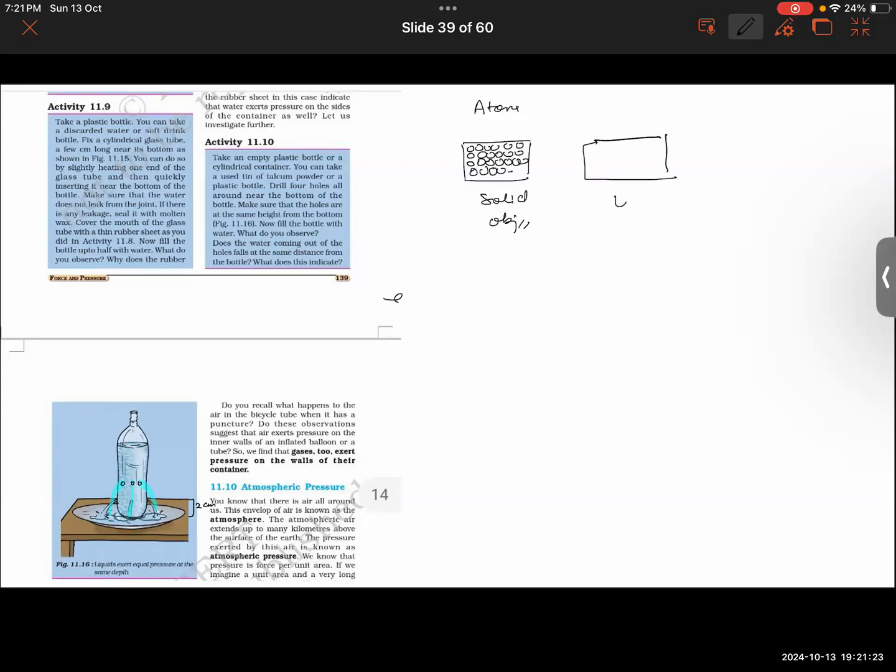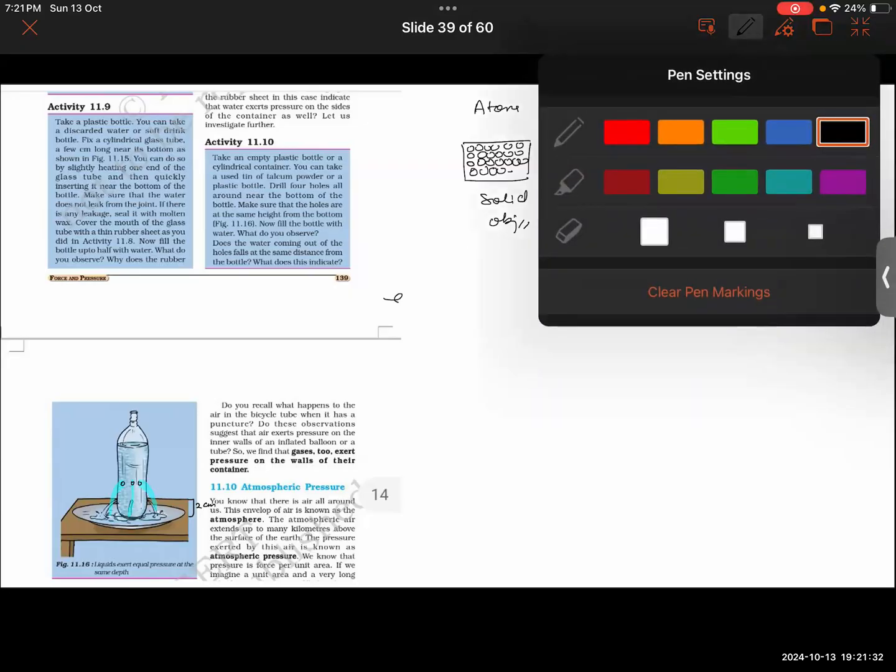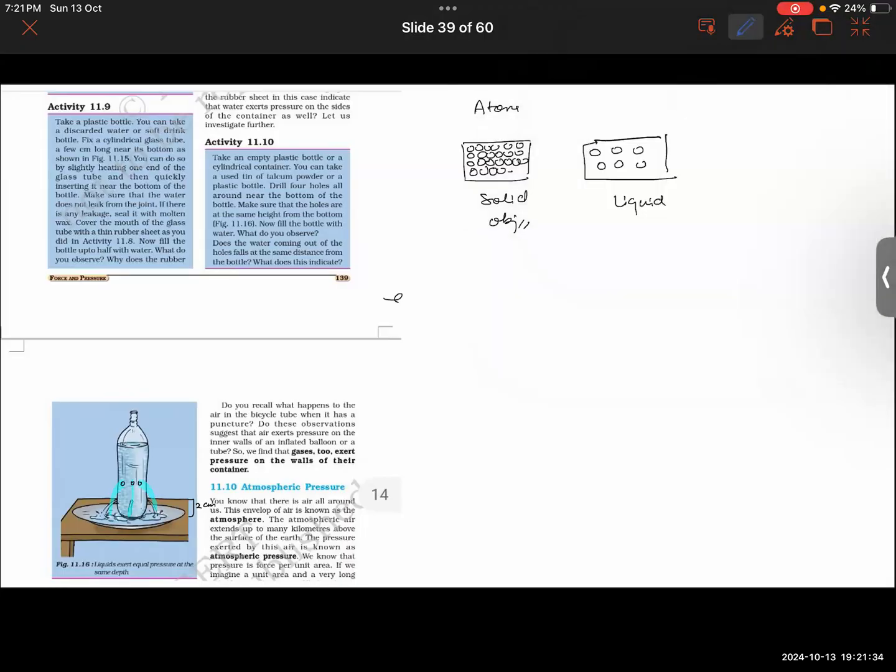Say this is a liquid medium. In a liquid medium, there is some gap between the particles. Thereby the atoms are more free to move here because of the gap between them.